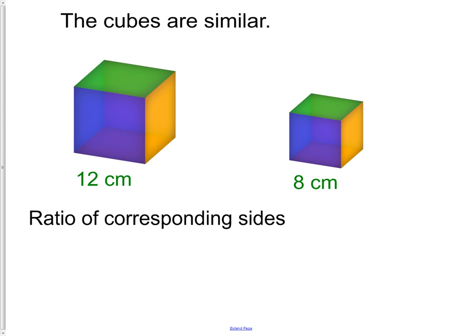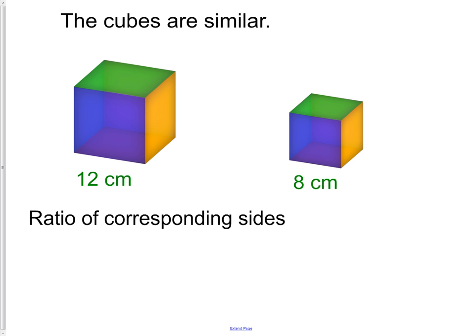Well, let's look at some similar shapes. Here we have a couple of cubes that are similar. You're told that in the instructions, and we just want to find the ratio of the corresponding sides. To do that ratio, we just need to pick two sides that are corresponding, so two matching sides. In this shape, you're given the base on the left as 8 centimeters, and the base on the right as 12 centimeters.